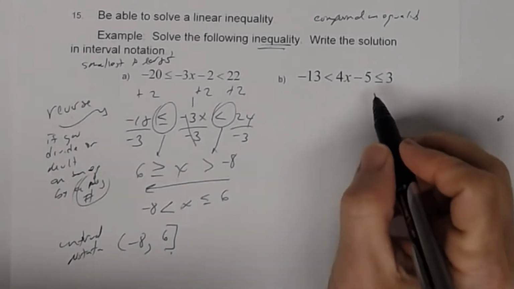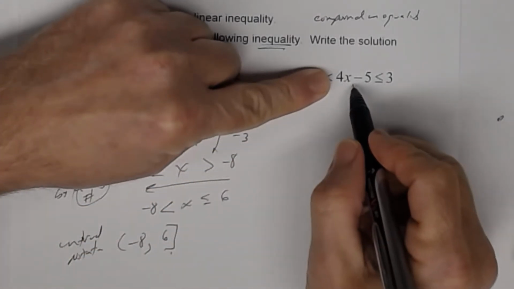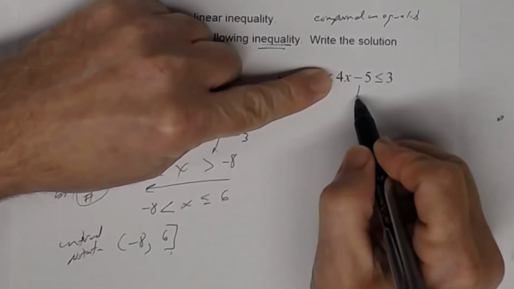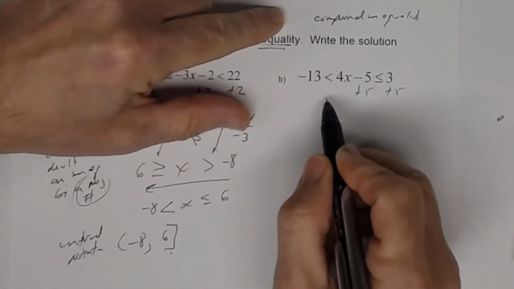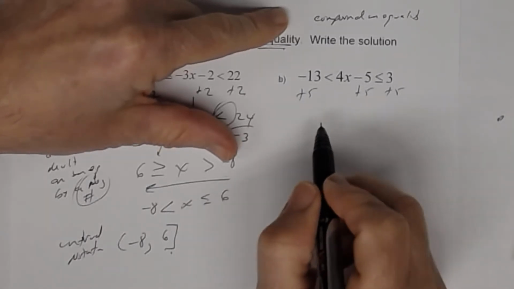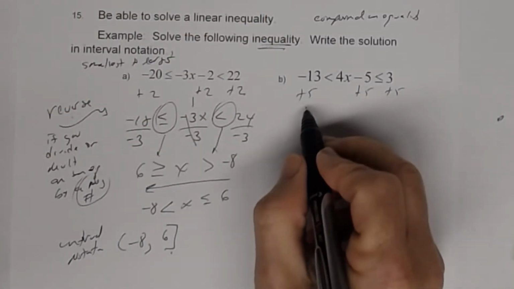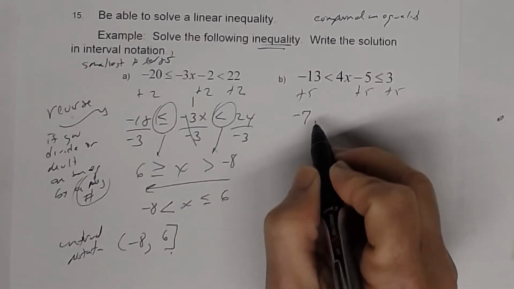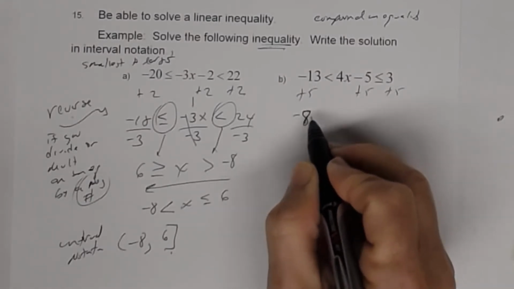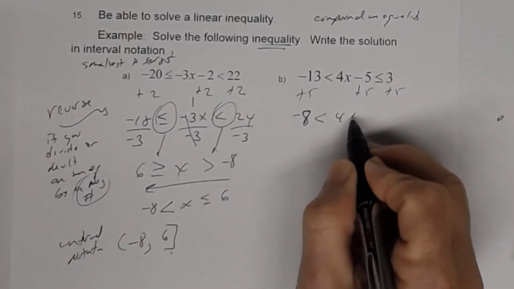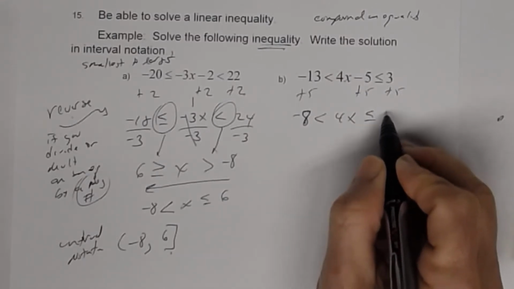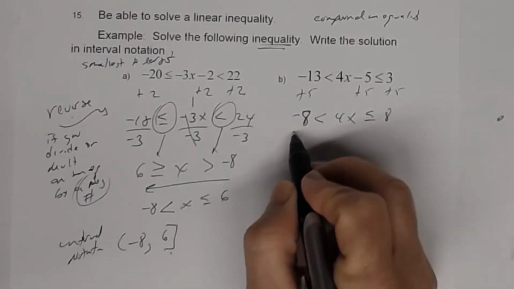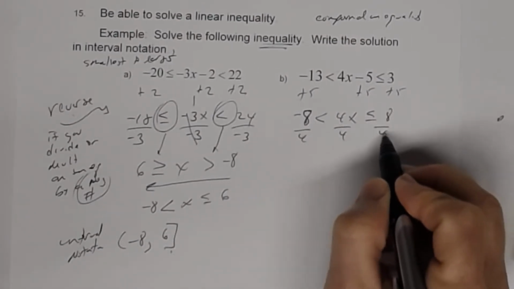Okay, so let's look at this. If I cover this part up, and you just had this simple inequality right here, the first thing you would do is add 5 to both sides. So in this case, you can add 5 to all parts. Negative 13 plus 5 is negative 8. Negative 8 is less than 4x, is less than or equal to 3 plus 5, which is 8. And then divide all parts by 4 to get x by itself.